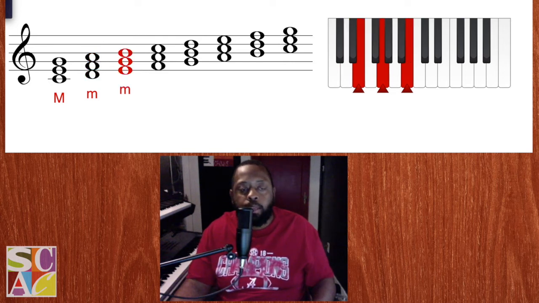Next is an E minor triad, still noticing the lowercase m. Let's analyze. From E to G is a minor third, and from E to B is the perfect fifth. Adding these two intervals together, this is called an E minor triad. Let's listen.